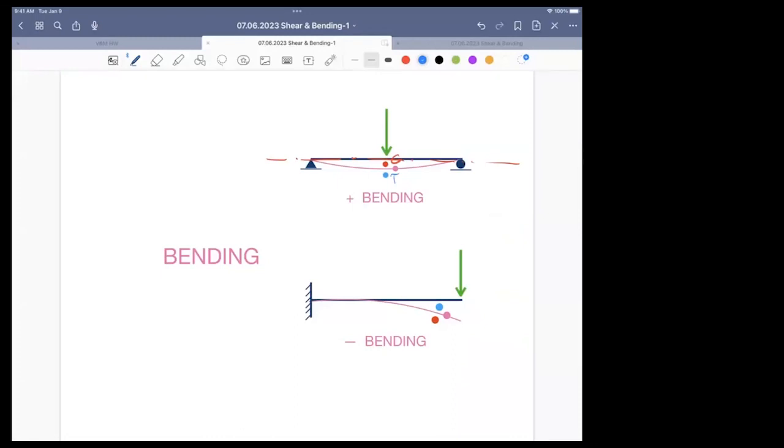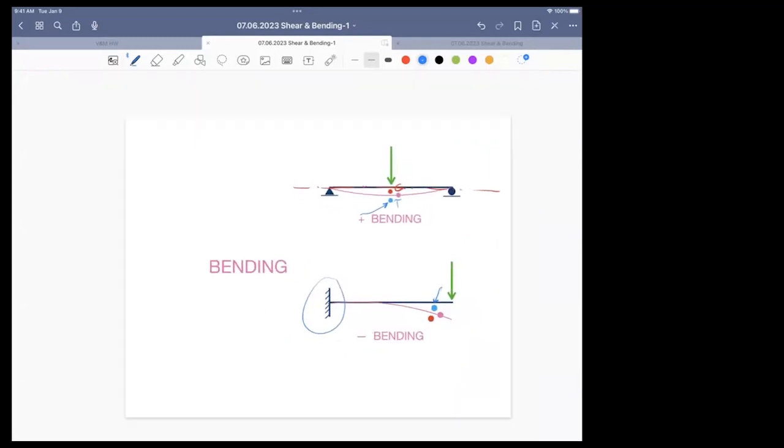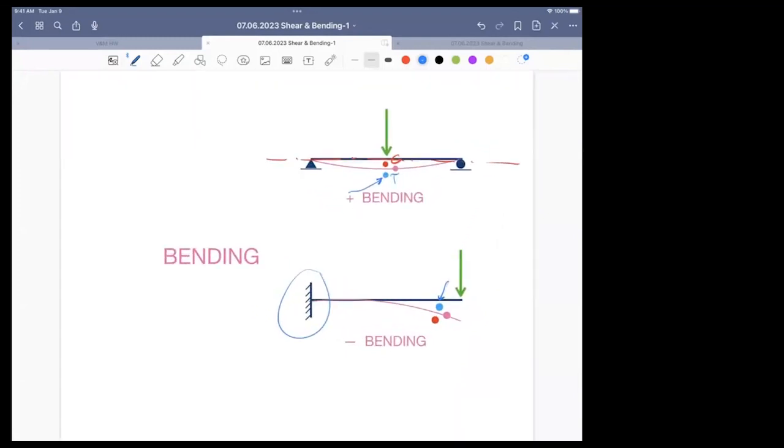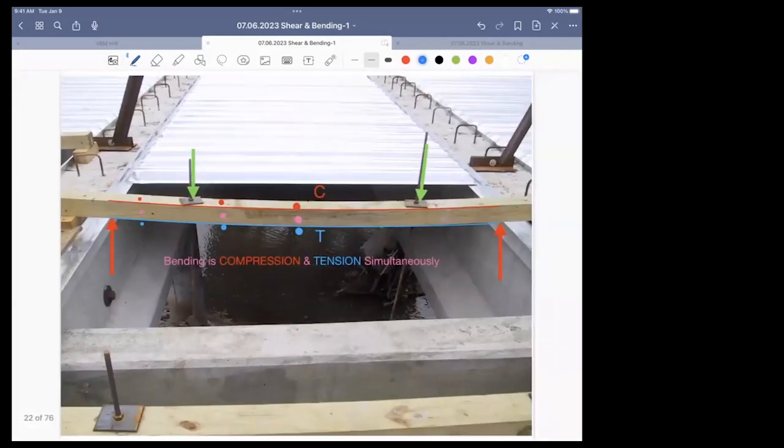This is a simply supported beam versus a cantilever beam. In a cantilever beam, the top is in tension. In a simply supported beam, the bottom is in tension. And this is going to dictate the bending. There is a positive bending, there's a negative bending, and we need to know the difference between those before we get started with all these diagrams.